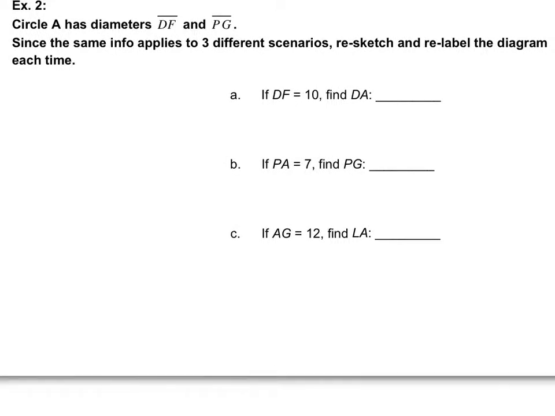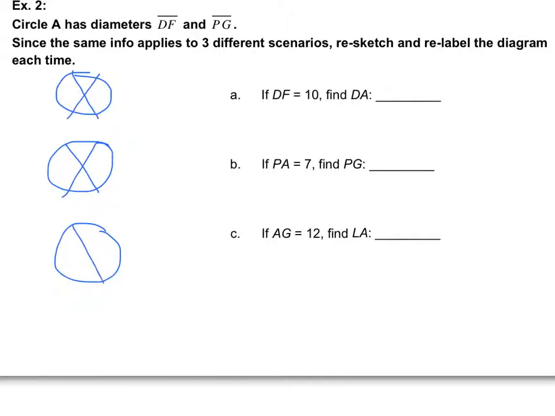So I'm going to do that really quickly and just draw the diagram 3 times over. We've got one here, we've got one here, and we've got one here. And we've got diameters DF and PG each time, and they kind of make a little X there. And then we have another chord that comes out from the center, which is A each time. And it kind of comes out at an angle over to the left.